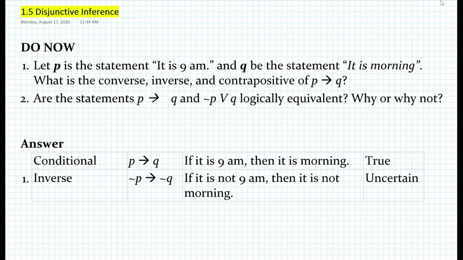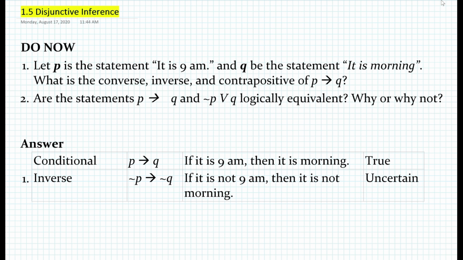Why is this statement uncertain? Well, because if it's not 9 a.m., it could be, for example, 10 a.m. and it is still morning. Or if it's not 9 a.m., it could be, for example, 1 p.m. In that case, it is true that it's not morning. So this statement could either be true or false depending on the situation. So we're going to write uncertain for this one.